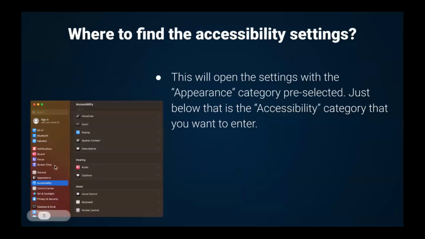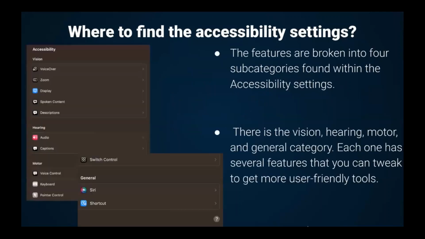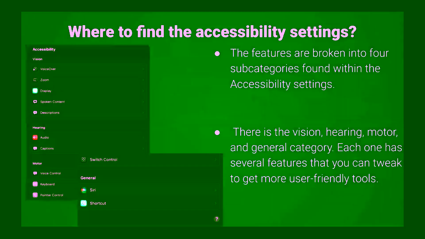So as you can see on the left-hand side, there are a lot of options. And when you open it, this is where you'll be, and right below it is what you want to click on. And then you'll see the different categories, which we'll be going over. The features are broken into 4 subcategories found within the accessibility settings. There is the vision, hearing, motor, and general category. Each one has several features that you can tweak to get more user-friendly tools.